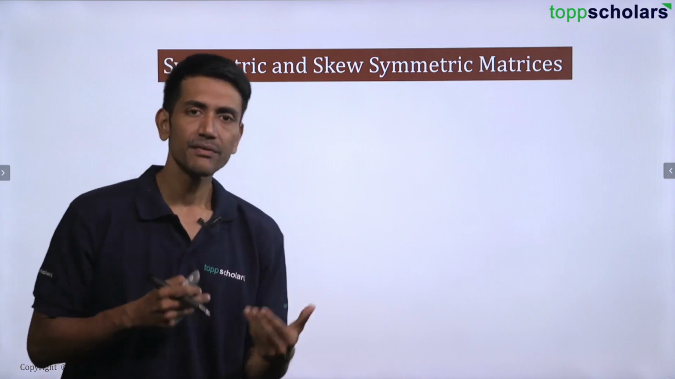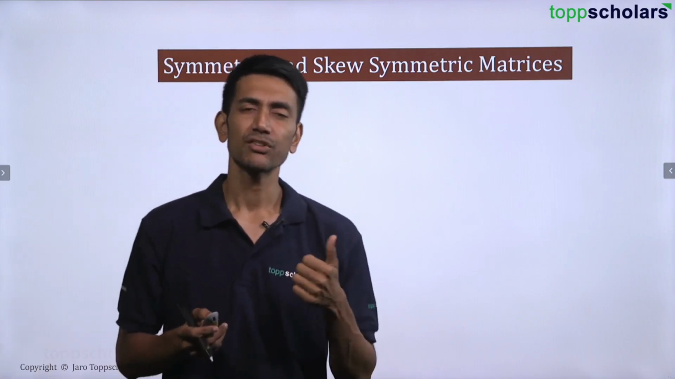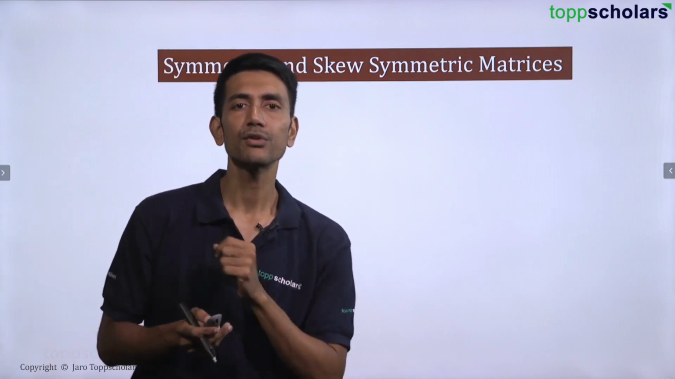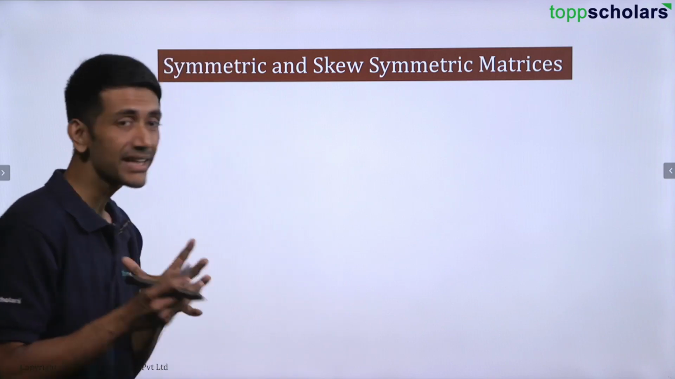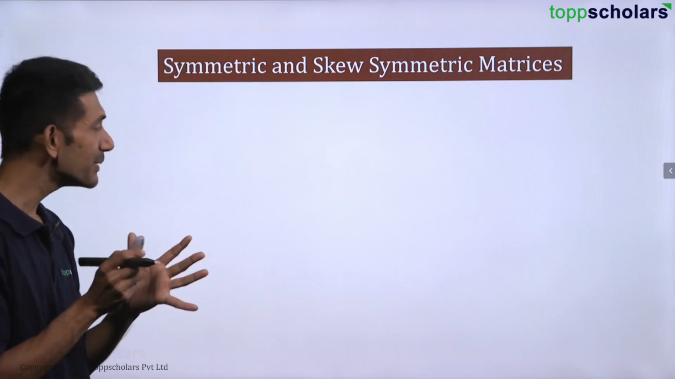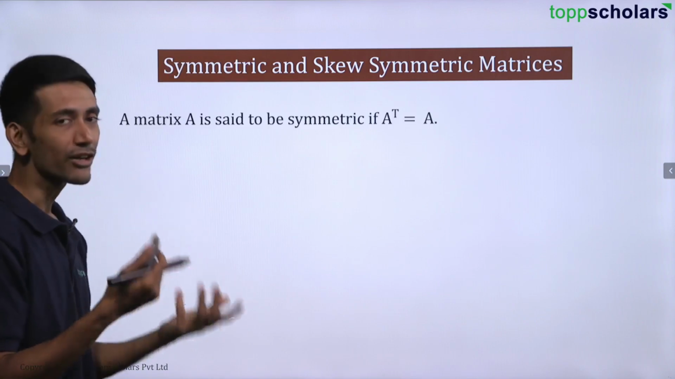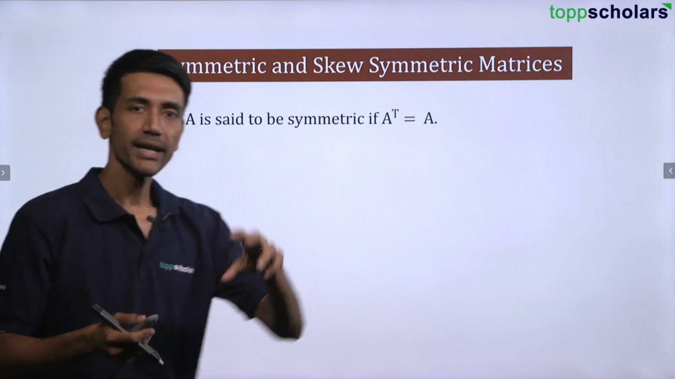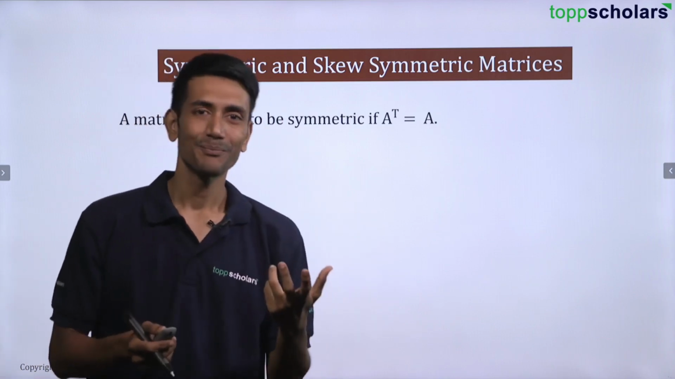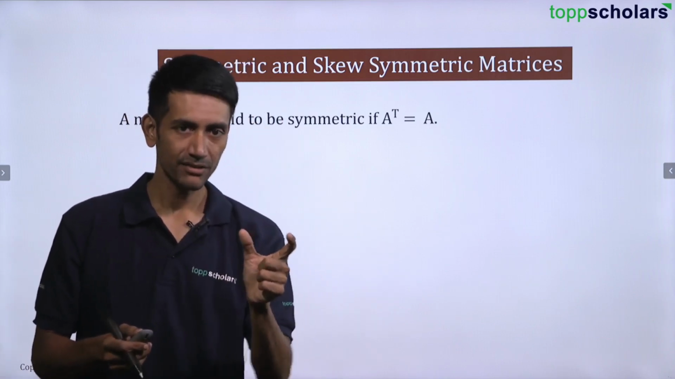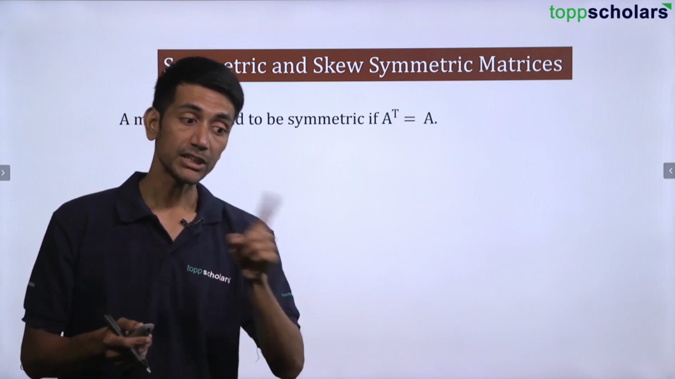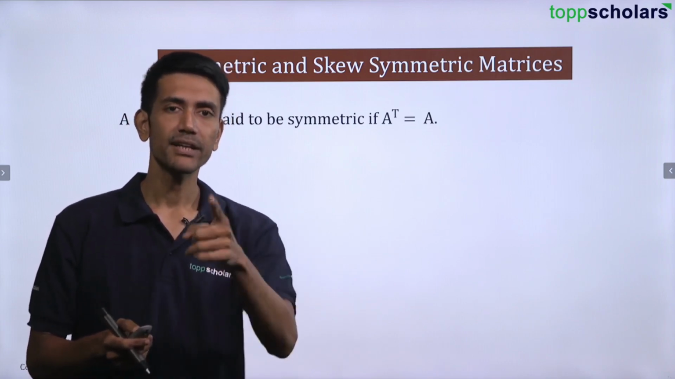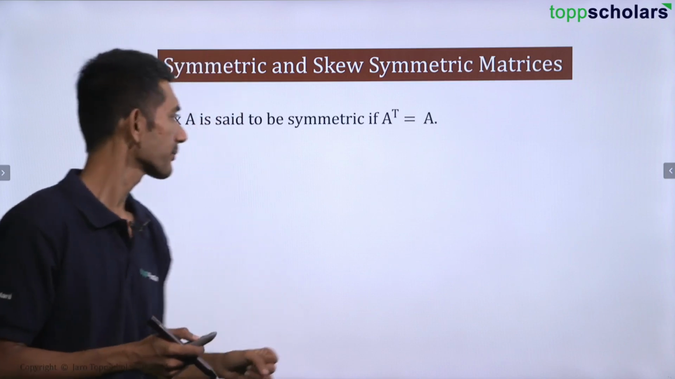Now let us see some different types of matrices. That is, what is a symmetric matrix and what is a skew symmetric matrix. So symmetry, I hope you know the meaning of symmetry, right? In general, a matrix A is said to be symmetric if the transpose and the matrix are equal. That is, if you have a matrix, you take the transpose and still if you get the same matrix, it is said to be a symmetric matrix.